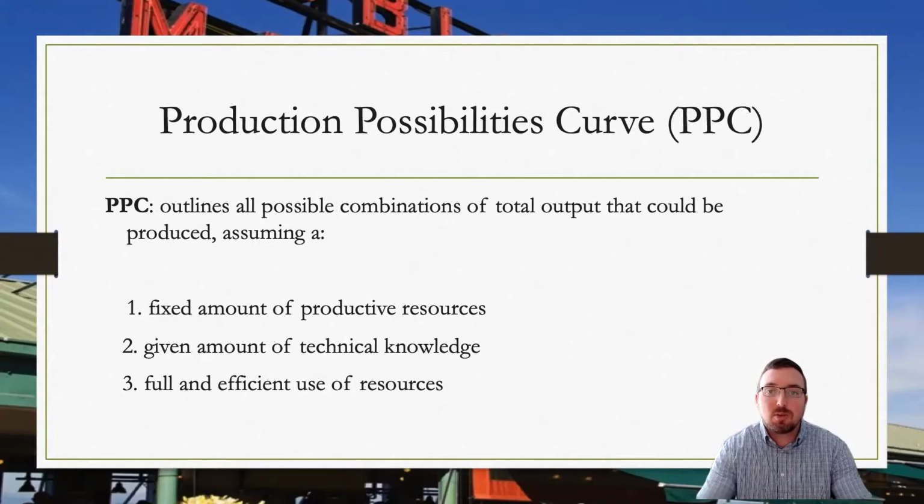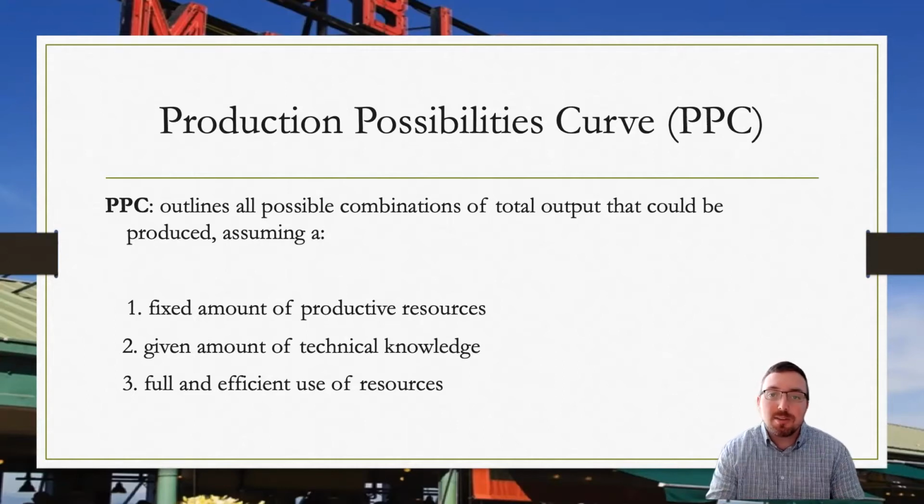These resources, we have a fixed amount of these, right? A fixed amount of labor, fixed amount of capital, physical capital, human capital, whatever it might be, there's a fixed amount of those that we're utilizing for production. Number two, we're utilizing the given amount of technical knowledge available. All right, so whatever knowledge is available out there, we're utilizing it all. Whether it's technology, whether it's actual knowledge of production, we're utilizing the best ways of production that's available. And number three, full and efficient use of resources.